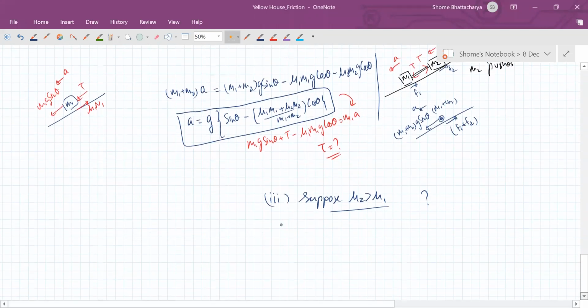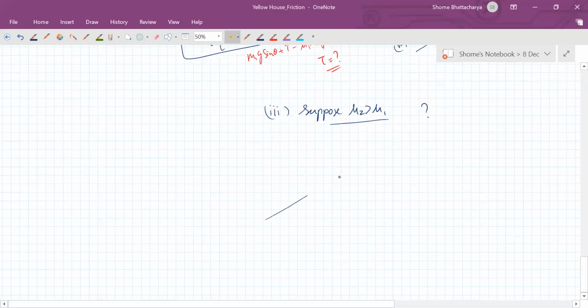So you'll realize here that if mu2 is greater than mu1, then independently m2 has a tendency to accelerate less than m1. So when they are together, m1 has a tendency to accelerate faster. So it will pull on the rod. So the rod will have a tension like this.